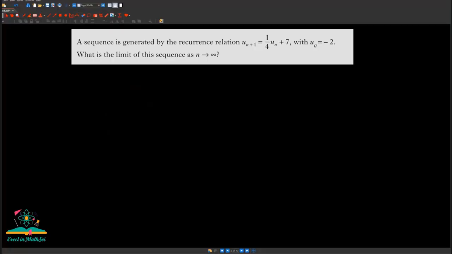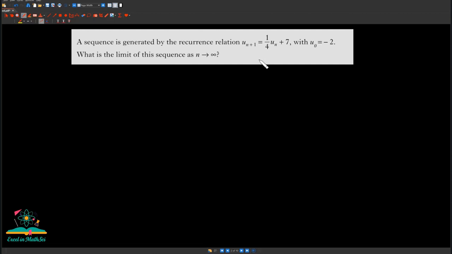So in this question, it says that a sequence is generated by the recurrence relation u_(n+1) equals a quarter u_n plus 7, with u_0 equal to minus 2. And what is the limit of this sequence as n approaches infinity?